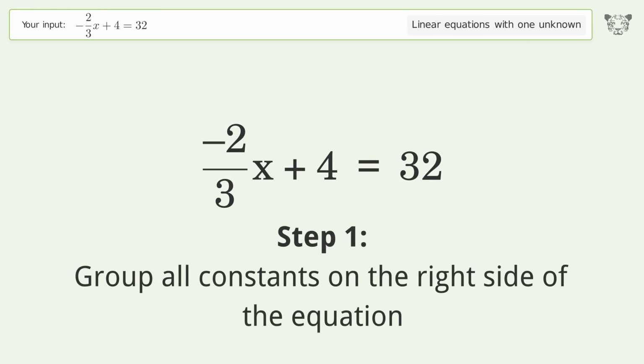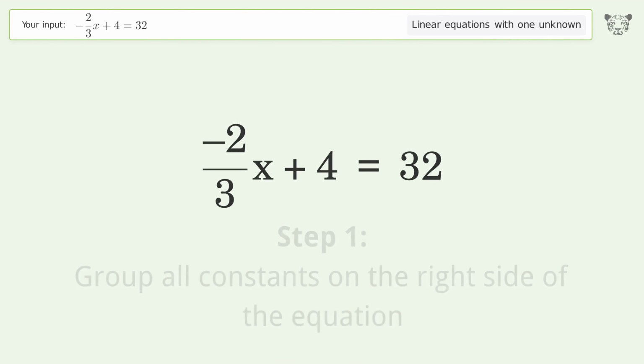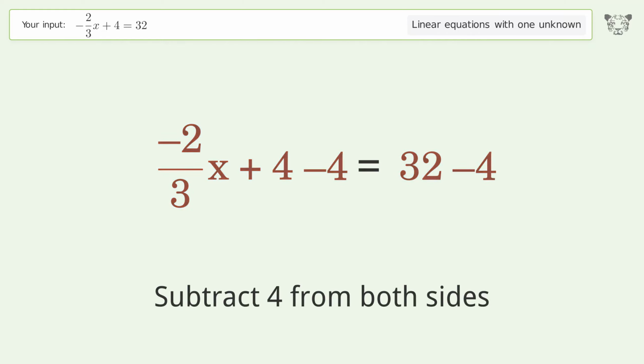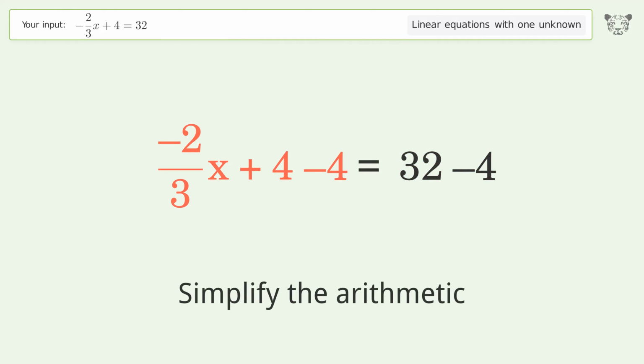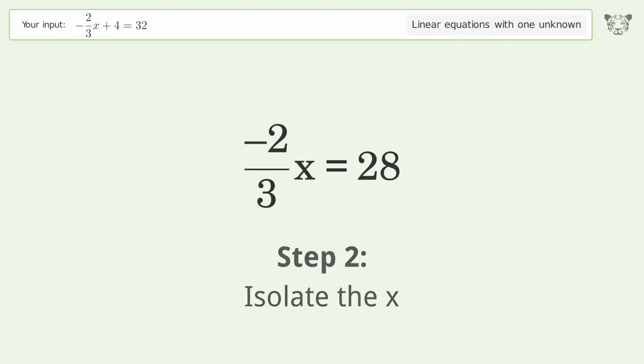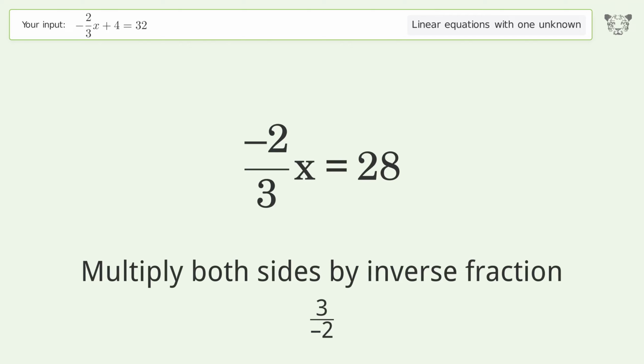Group all constants on the right side of the equation. Subtract 4 from both sides. Simplify the arithmetic. Isolate the x. Multiply both sides by inverse fraction 3 over -2.